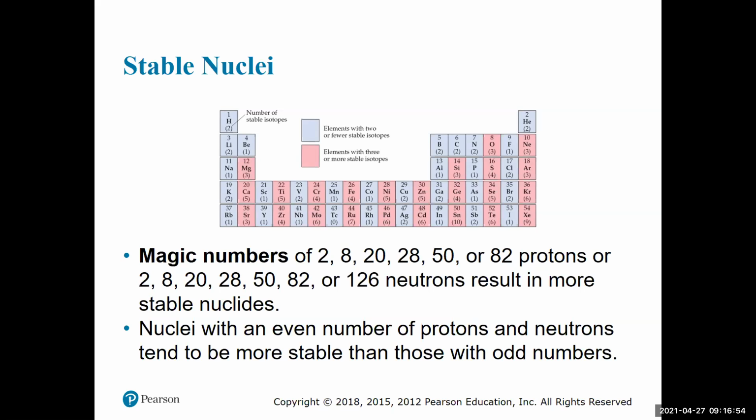If you have nuclei with an even number of protons and neutrons, that tends to be more stable than ones with odd numbers. So just a couple rules of thumb here. Certain numbers of protons and certain numbers of neutrons, and that's the values listed here. Those nuclei are usually stable. And if the protons and neutrons are even, that's more stable than if they're odd.